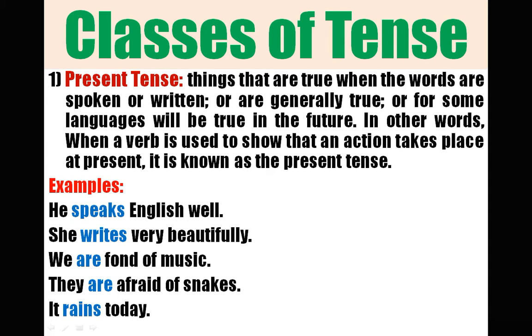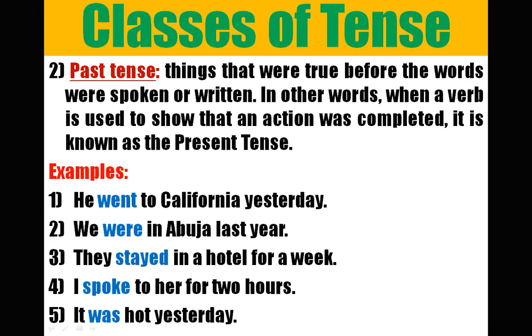He speaks English well. If you know somebody who speaks English well, you will know that certainly the person maybe spoke yesterday and today, and even tomorrow, speaks well. And when we say she writes very beautifully, it is something that is present at this moment, the state or reality of her writing, or the way she writes. We are fond of music, meaning loving music. So these are some of the examples of present tense.